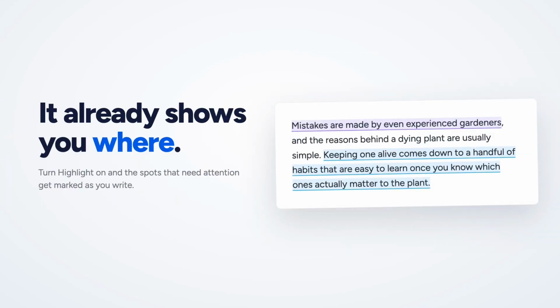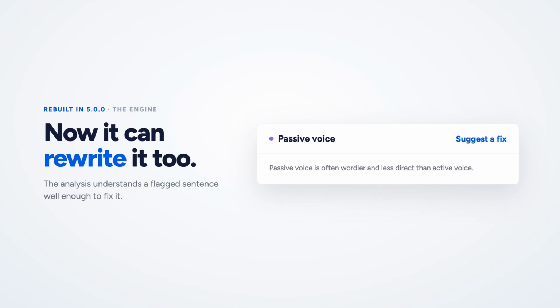The TruSEO highlighter has shown you where your content needs work. You turn it on, and the spots that need attention get marked as you write. The question is, what to do about it once you're looking at it? That's where the new fixed suggestions come in.